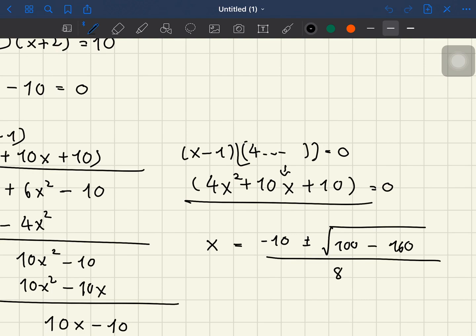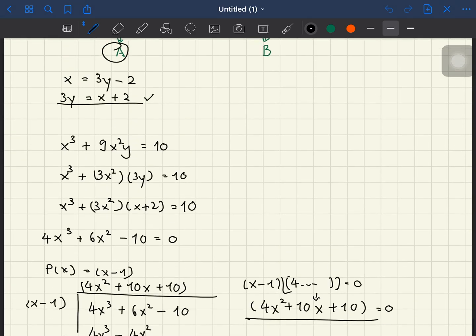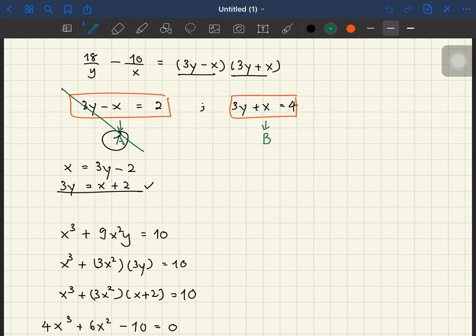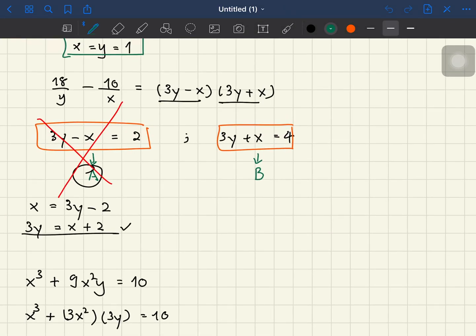This is 8. As you can see, we have 100 minus 160, which is something we do not want because we will have a complex number. So in conclusion, we must eliminate this linear equation A as our choice. Okay, it's wrong, I have to use a red pen. So we have no other alternatives, so we must use the linear equation B in this case.